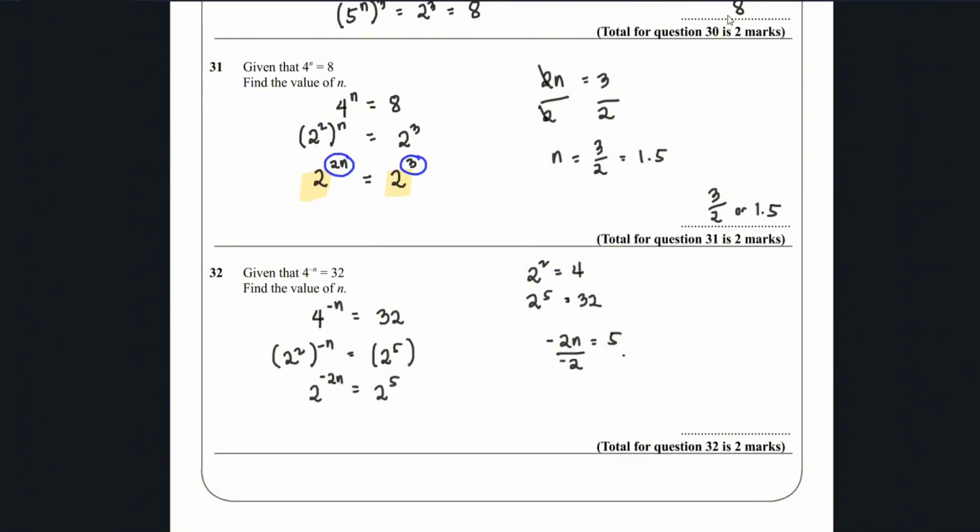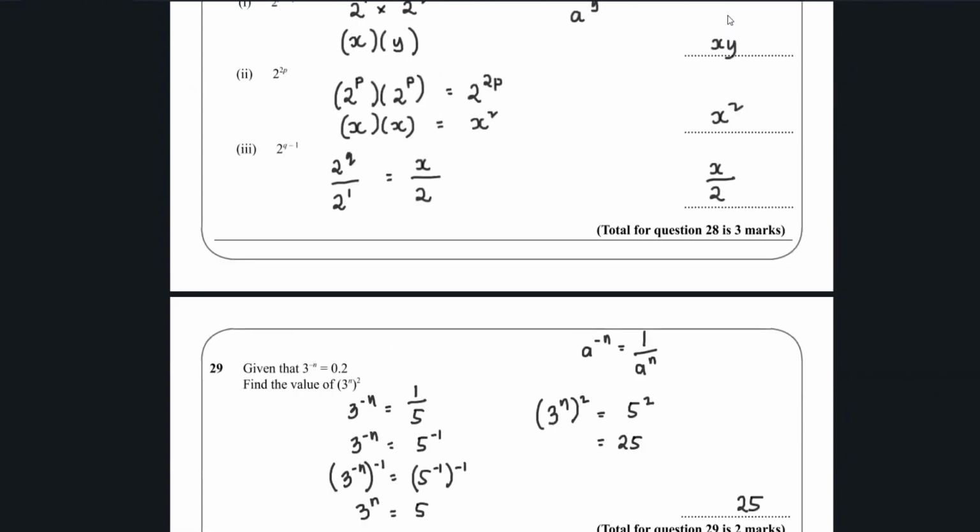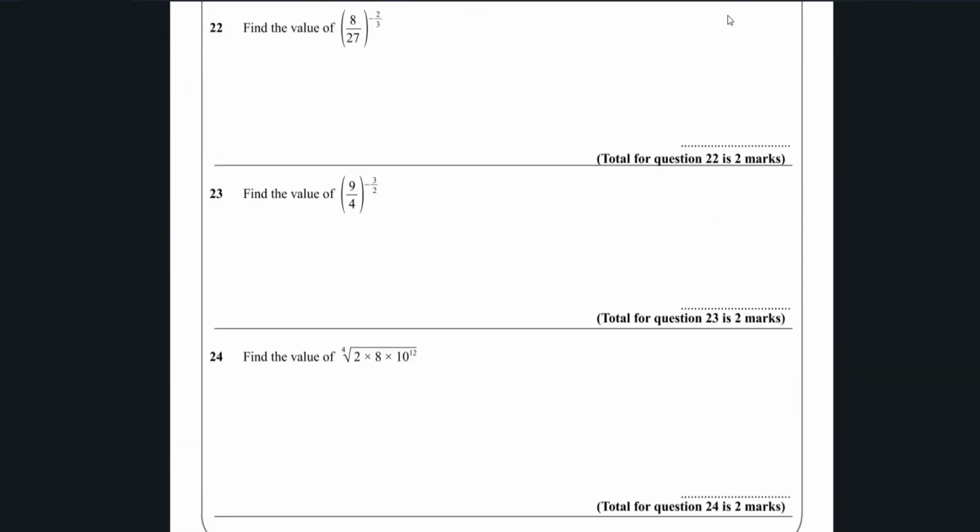Dividing it by negative 2, as we need to have a positive 1 numerical coefficient for n. So n is equal to 5 divided by negative 2, which is negative 5 halves as a fraction, or negative 2.5. And that's it. That's the second part.